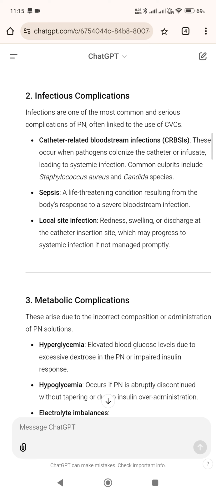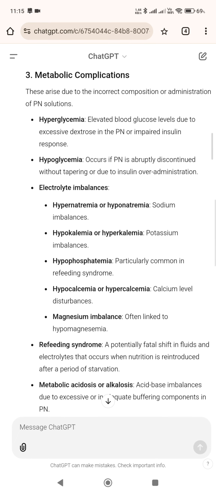Local site infection: redness, swelling, or discharge at the catheter insertion site, which may progress to systemic infection if not managed promptly. 3. Metabolic complications. These arise due to the incorrect composition or administration of PN solutions. Hyperglycemia: elevated blood glucose levels due to excessive dextrose in the PN or impaired insulin response. Hypoglycemia occurs if PN is abruptly discontinued without tapering or due to insulin overadministration.